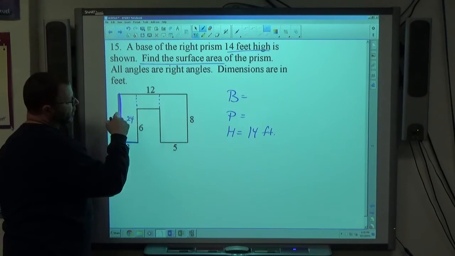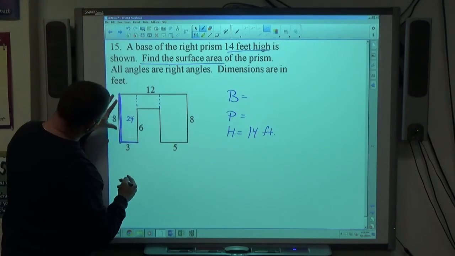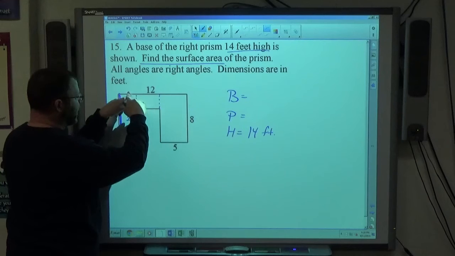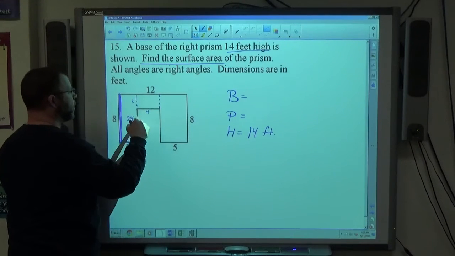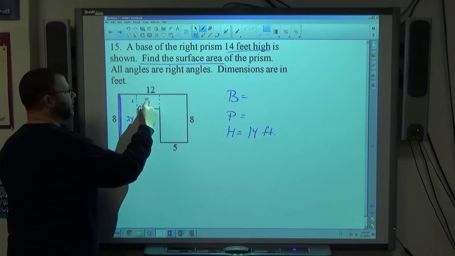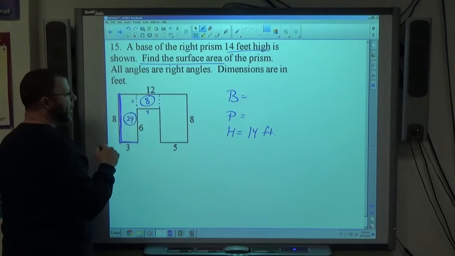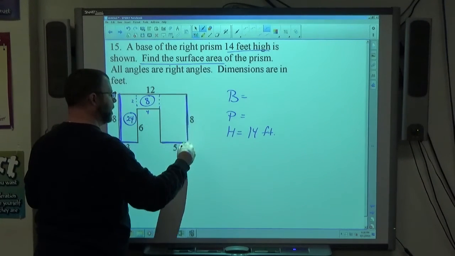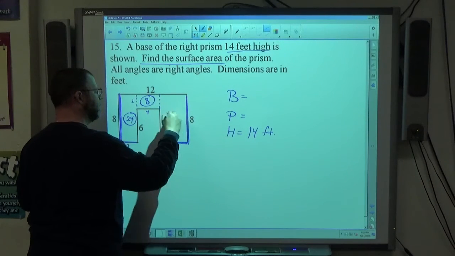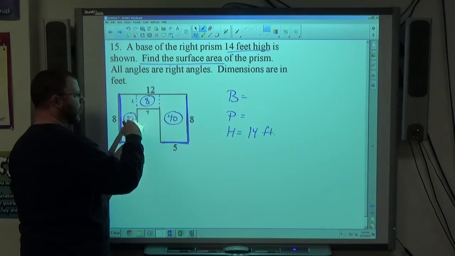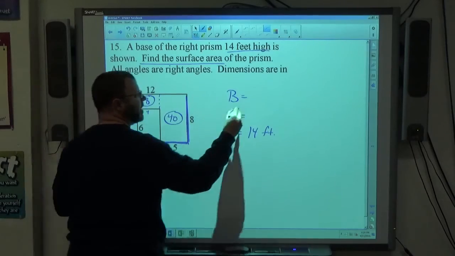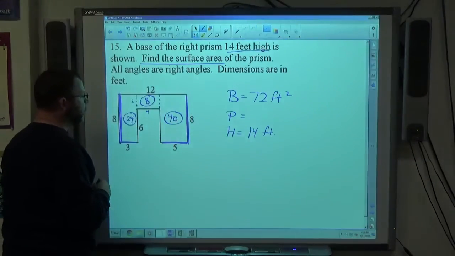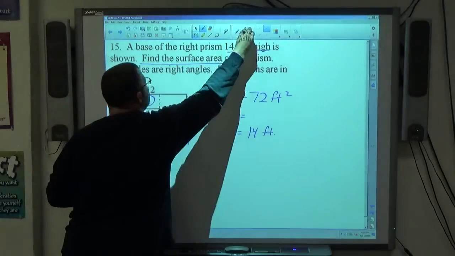The middle rectangle is, if that's 6 and this is 8, this little piece here is 2. If that's 3 and 5, which is 8, and that whole thing is 12, this little piece here is 4. 2 times 4 is 8. And then finally this piece is 5 for a width and 8 for a height, so 8 times 5 is 40. Area 1 plus area 2 is going to be 32, plus area 3 is going to be 72 square feet.